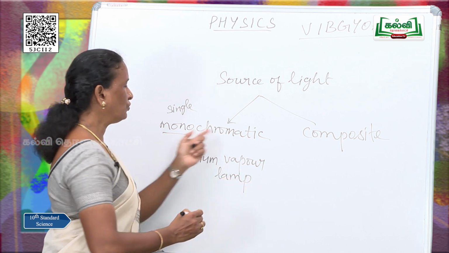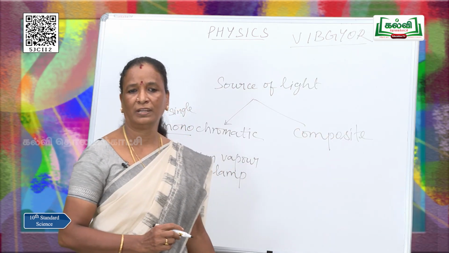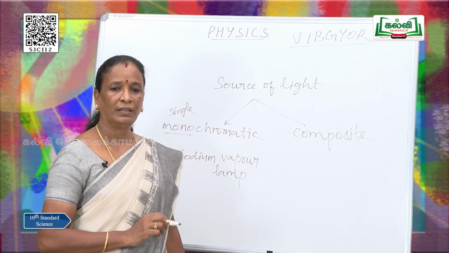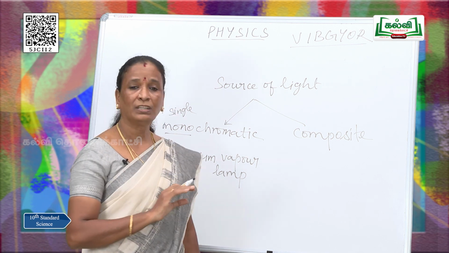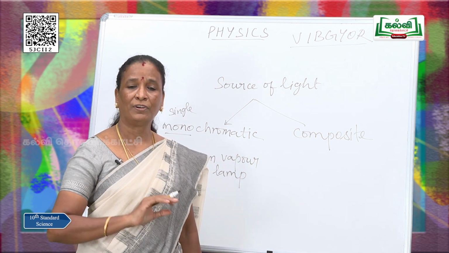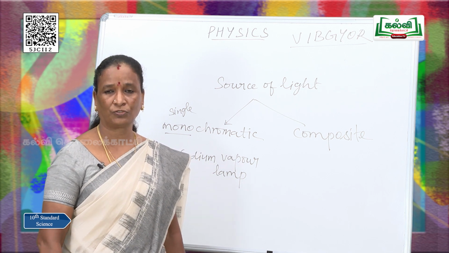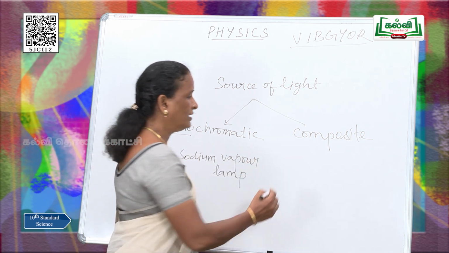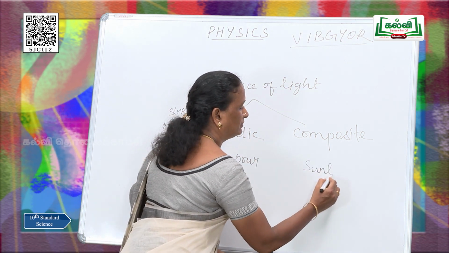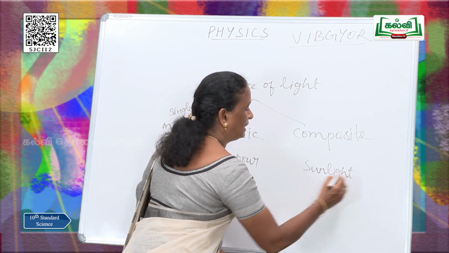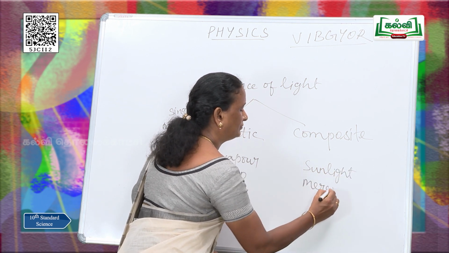So, this is called monochromatic light. Composite source of light is the source of light that produces light of different colors. Examples are sunlight and mercury vapor lamp.